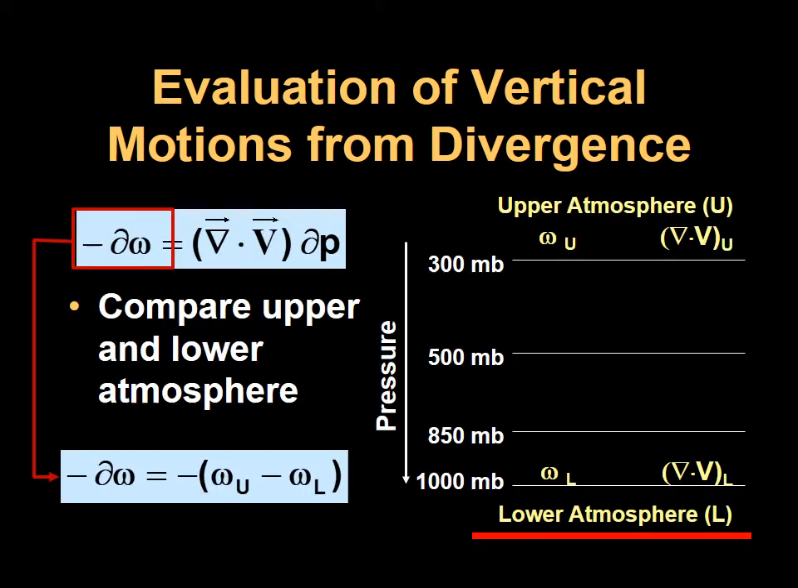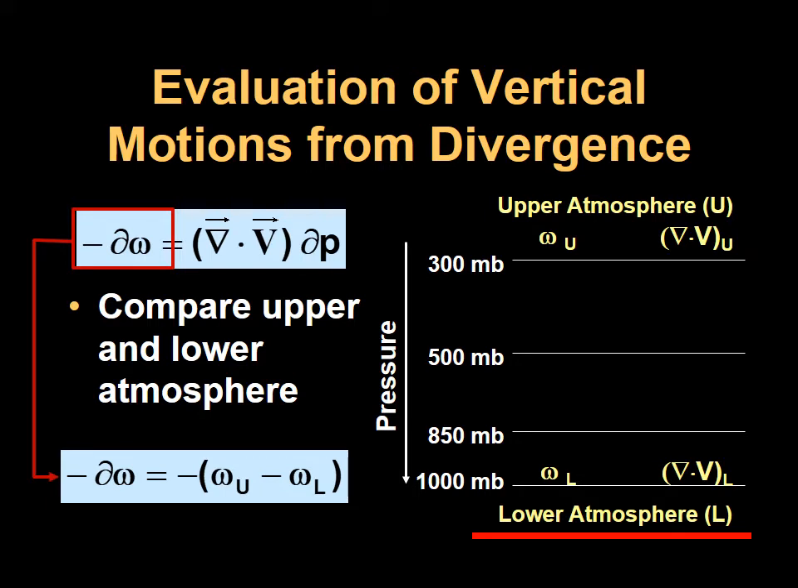So what we're going to do now is we're going to evaluate each term. We kind of describe what each term is, what it means. Now we're going to look at how it changes in the atmosphere. To do that, we're going to look at the first term. We're going to look at the derivative of omega, the negative derivative of omega. And as you remember, omega is vertical velocity.